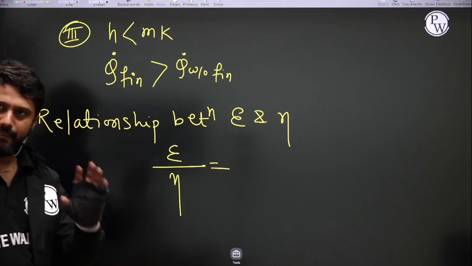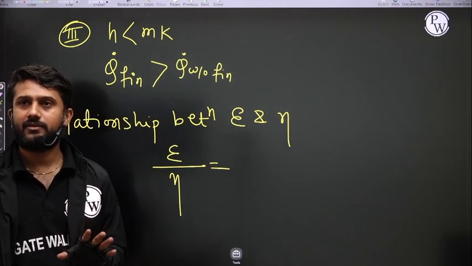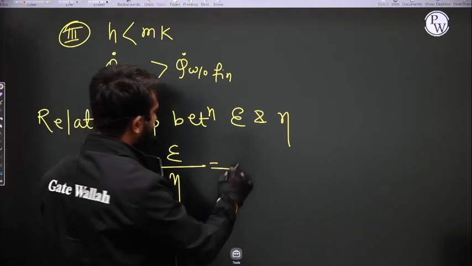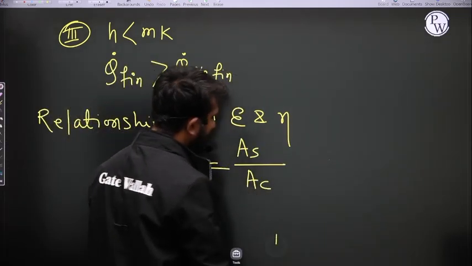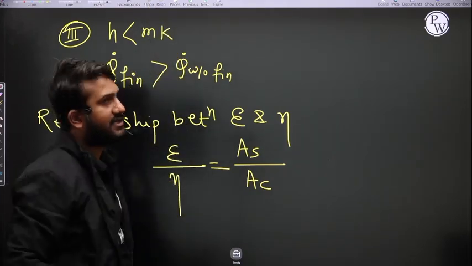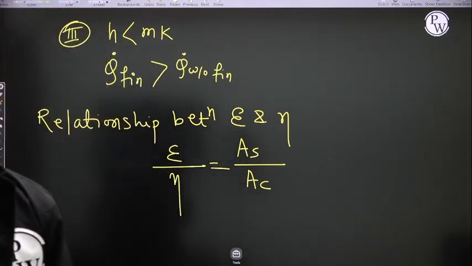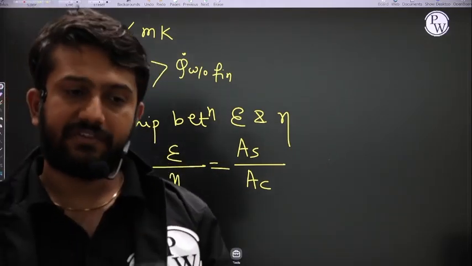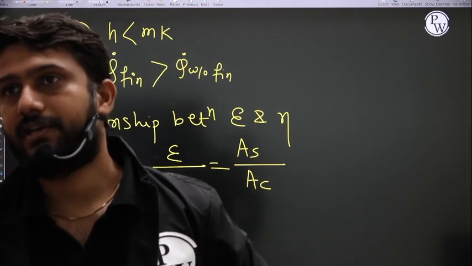Just divide effectiveness by efficiency. So ultimately what you are getting is surface area to cross-sectional area. So what is the ratio of effectiveness and efficiency? The ratio of effectiveness and efficiency is equal to surface area to cross-sectional area.